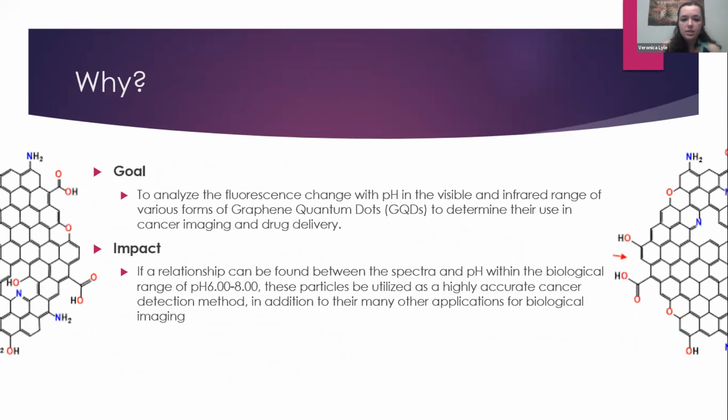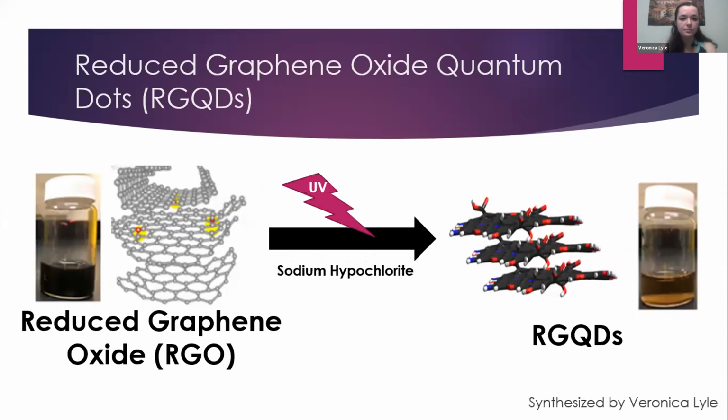My goal was to analyze if there would be any change in the fluorescence spectra of the various quantum dots that we've been synthesizing with pH change in the range at which cancer differs from healthy cells. If this relationship can be found, then quantum dots can potentially be used as a method to detect cancer much earlier than many other therapies.